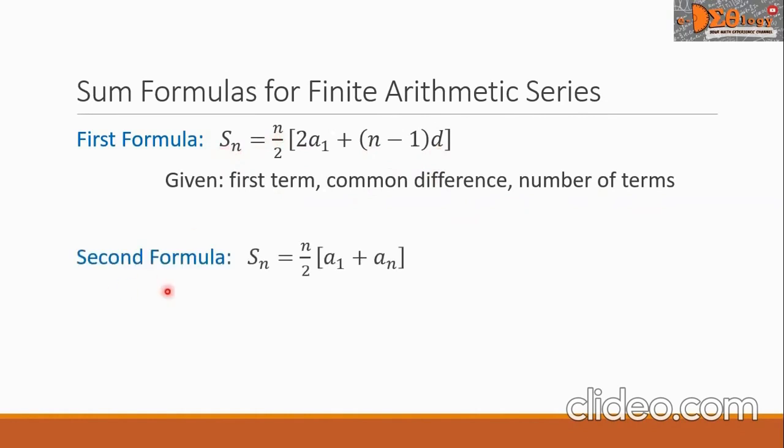There is a second formula, and it is S sub n equals the fraction n over 2 multiplied by the sum of a sub 1 and a sub n. We're going to use this formula if the given are the first term, that is a sub 1, the last term, the a sub n, and the number of terms, and that is the n that is used as numerator on the fraction and the subscript of the S.